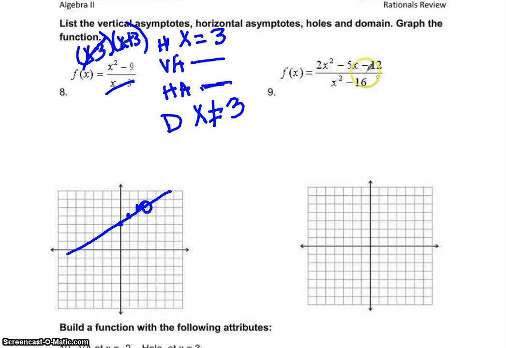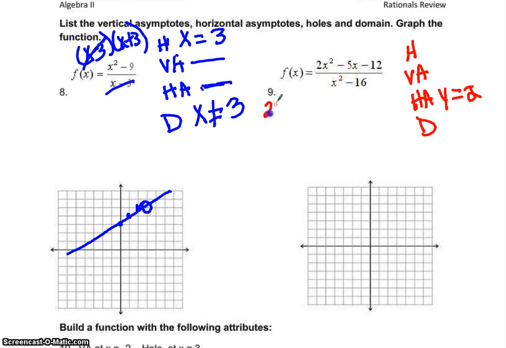So looking at number 9, same thing. We're going to do hole, we're going to do vertical asymptote, we're going to do horizontal asymptote, and we're going to take domain. So for horizontal asymptote, these are the same. So you do have one, y is equal to, and you take your coefficients. So it's 2 over 1, which is 2.